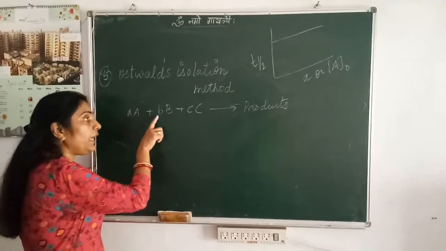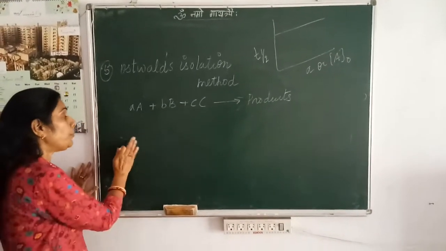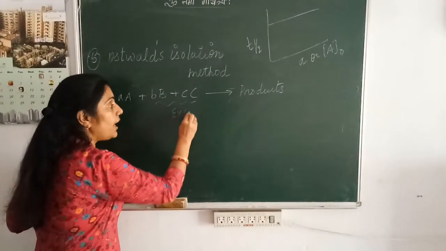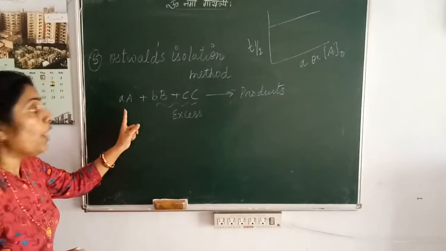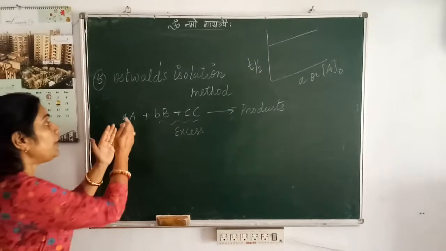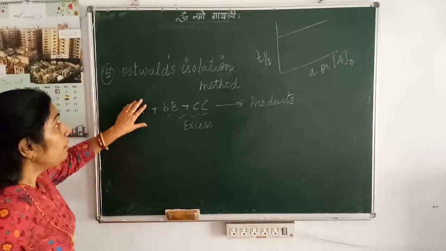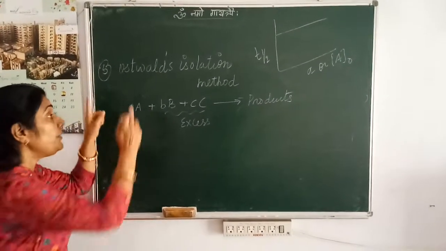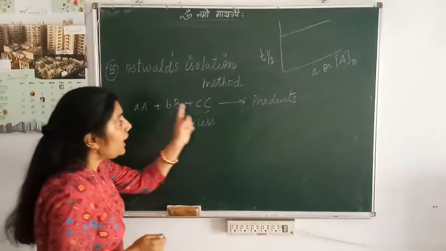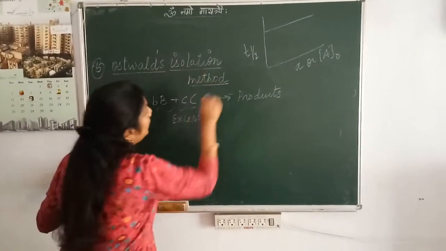You can see the small a, b and c, they represent the number of moles, the stoichiometric coefficients. So what we do in this case is that the concentrations of all the reactants are taken in excess except one. So one is being isolated, and the order with respect to that one is determined. Then after determining the order with respect to A, we determine it with respect to B. Then these two would be in excess, and finally B and A will be in excess and C would be isolated. Therefore, it is known as Ostwald's isolation method.